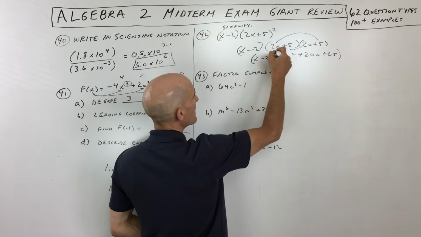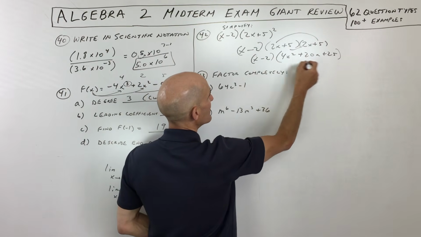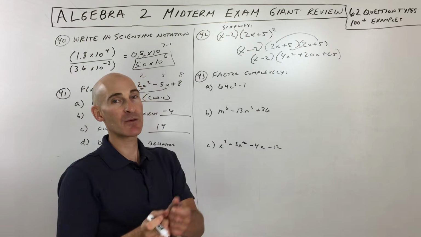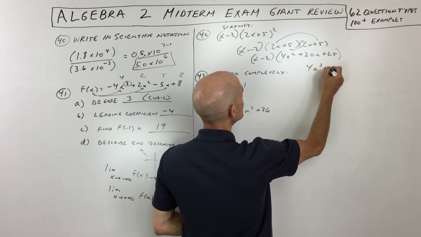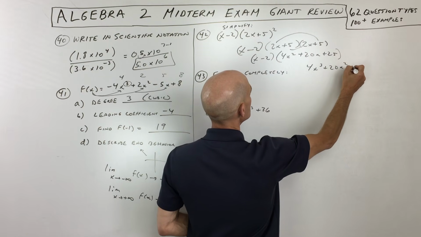So what I would do is I would take the x, multiply all these by x, the negative 2, multiply all 3 of those by negative 2, and then combine like terms. So let's see if we can do that. So x times 4x squared gives us 4x cubed plus 20x squared plus 25x.